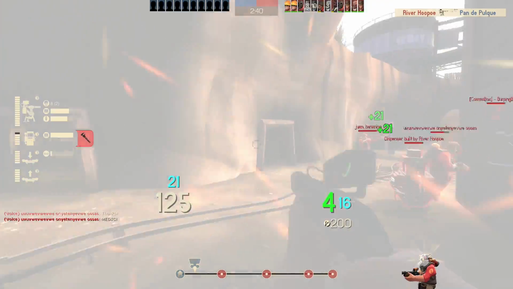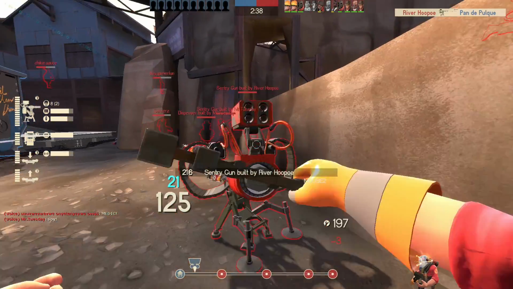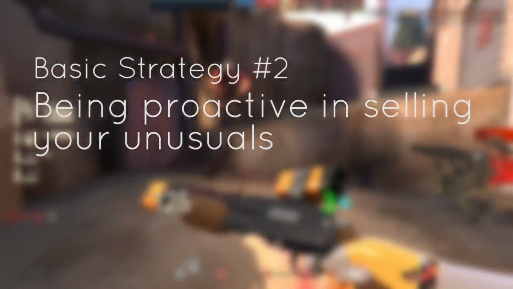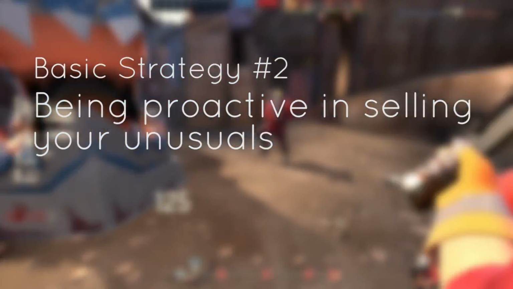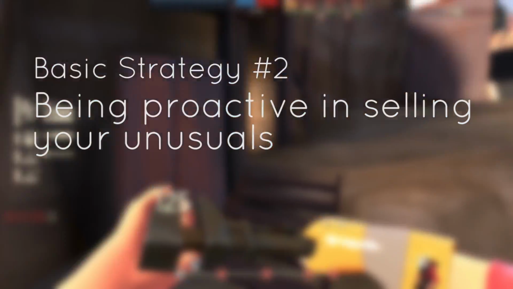If that is the case, you need to apply the opposite technique, in my opinion what is the second basic unusual trading strategy, being proactive. Now, you might look at the title of this strategy and think that it is quite vague. However, it is that way on purpose.